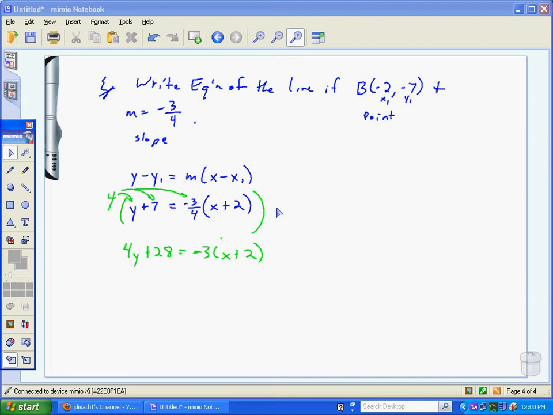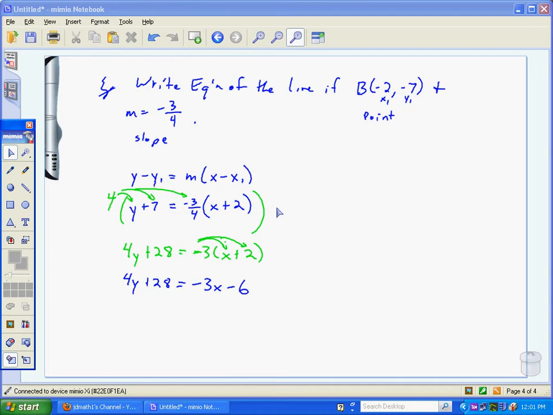Remember, slope-intercept form just means you got to isolate y and get it into mx plus b form. So to do that, I'm going to start cleaning things up. So I'm going to multiply that negative 3 in. And when I do that, I get 4y plus 28 equals negative 3x, and then negative 3 times 2 is negative 6.